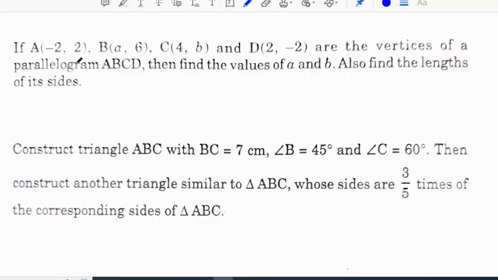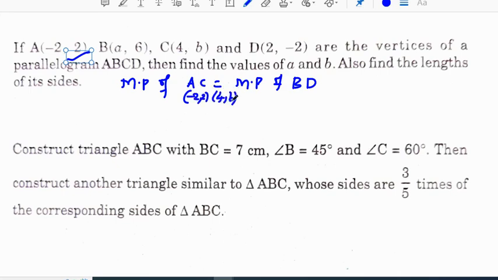If A is equal to minus 2 comma 2, B is A comma 6, C is 4 comma B, D is 2 comma minus 2 are the vertices of a parallelogram, find the value of A and B. So we know the property of a parallelogram: midpoint of AC should be equal to midpoint of BD. Here A point is minus 2 comma 2, C point is 4 comma B, and B point is A comma 6 and D point is 2 comma minus 2.